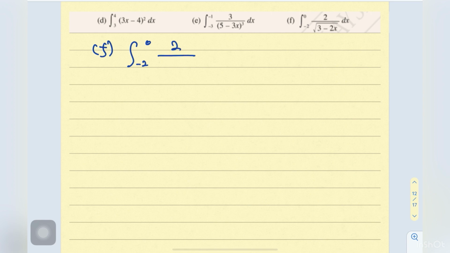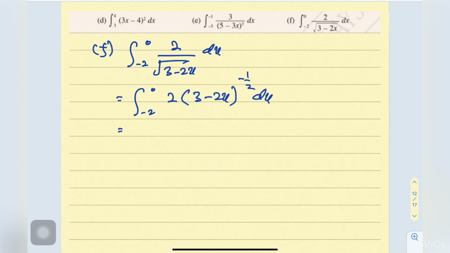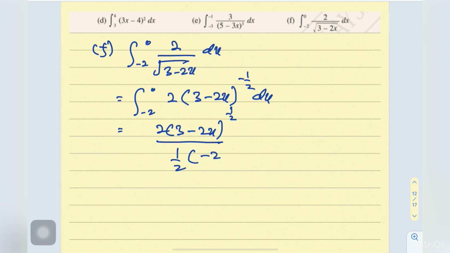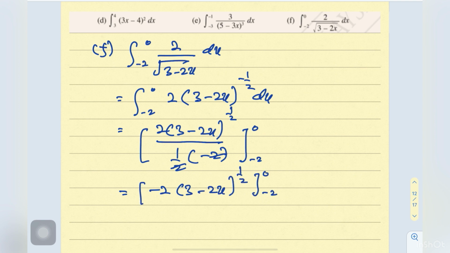Okay, here we have 2 over square root of 3 minus 2x dx. So this one becomes 2 times (3 minus 2x) to the power of negative 1/2. Okay, so we integrate. So (3 minus 2x) to the power of negative 1/2 plus 1, which is 1/2, over 1/2, times the derivative of the function in the bracket, which is negative 2. So here is negative 2 times (3 minus 2x) to the power of half, or square root.